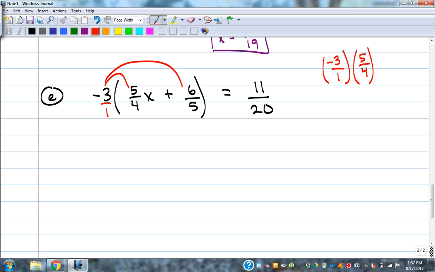Can I cross cancel with that? So I go straight across. That'd be -15 over 4 x. And then over somewhere, I'm going to go -3 over 1 times 6 over 5. I can't cross cancel with that either, so that's going to be a -18 over 5.